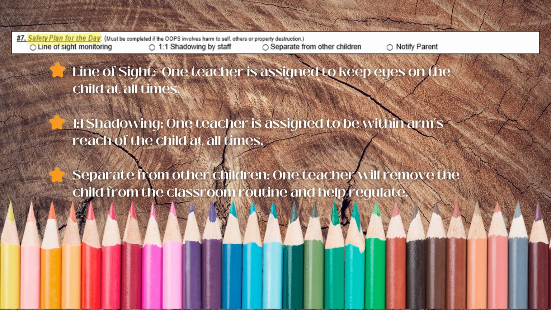One-to-one shadowing by staff is where one teacher is assigned to be within arm's reach of the child at all times. Separate from other children is where one teacher will remove the child from the classroom routine and try to help the child regulate. This can occur inside the classroom, in a different area away from other children. This can also occur outside the classroom for short periods of time, like a sensory break or a gross motor break, which lasts only 2 to 5 minutes. Any breaks outside of the classroom should be in the child's SDP or ISP and be approved by the parent.